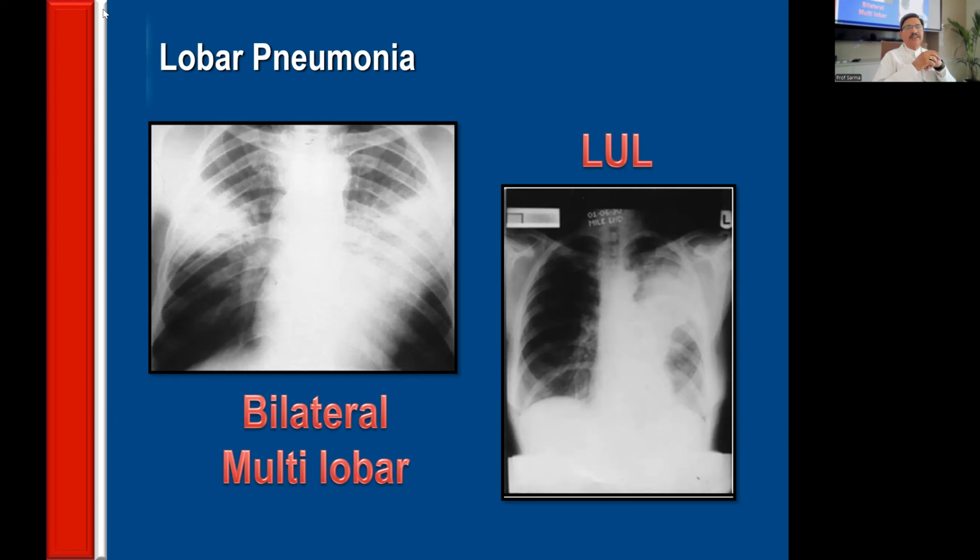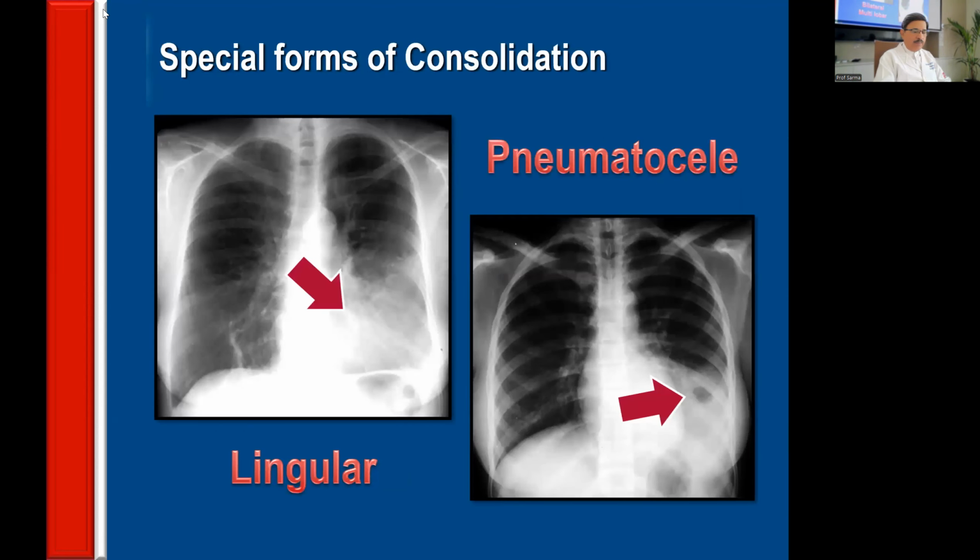This is the thing. Then left upper lobe pneumonia on the other side. You can see typical left upper lobe consolidation. And you can see a beautiful special form of consolidation, lingular consolidation. On the left side, you can see paracardiac consolidation there, lingular consolidation. And you have an air bronchogram in the pneumonic consolidation there.